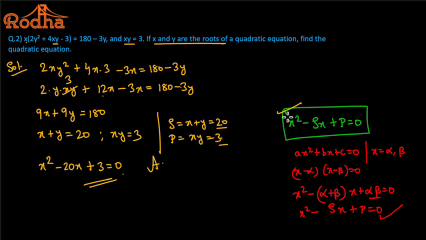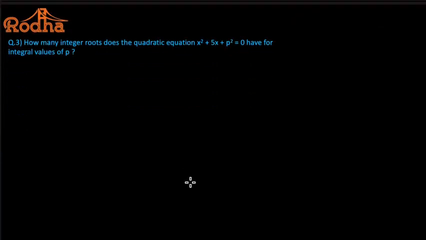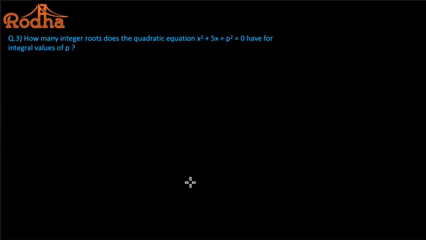Okay, now let's go to the third question. The third question is basically: how many integer roots does the quadratic equation x square plus 5x plus p square equal to 0 have for integral values of p?